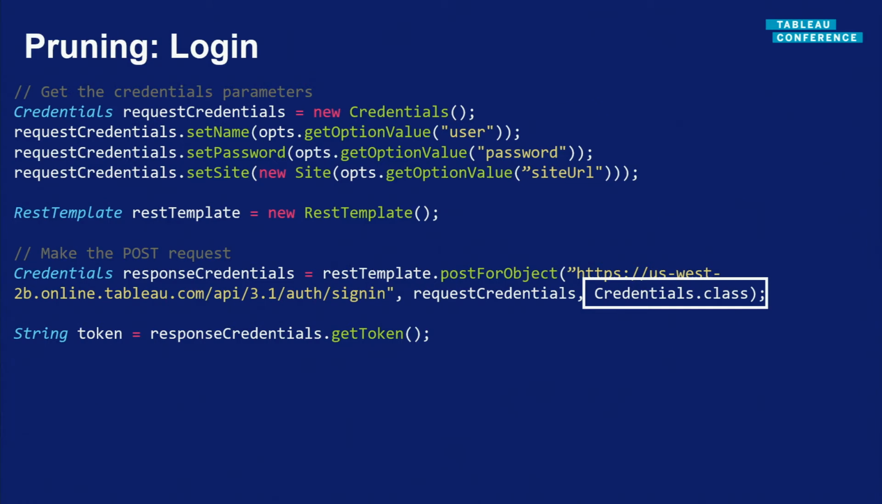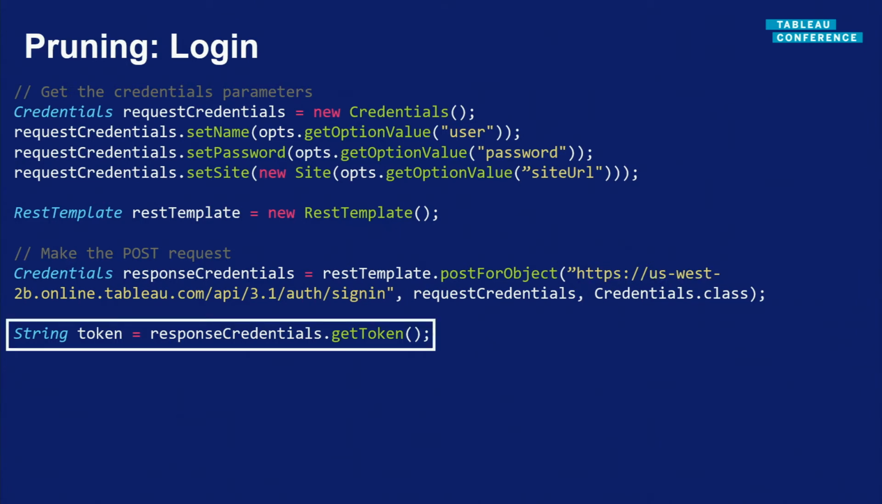Now, in this example, both the request and the response are represented by the same class, but this doesn't have to be the case. However, whatever class you specify for your response must be one annotated such that the response JSON you get back from the server can be deserialized into that object. Finally, we're going to get the auth token from the response.